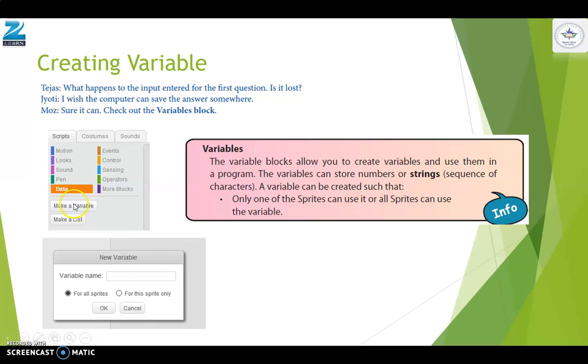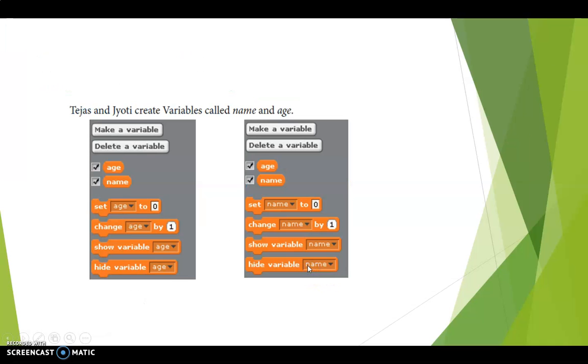When I click on make a variable, this dialog box will open. It will ask for the variable name that you want, as well as whether you want to create that variable for all sprites or for this sprite only. If you have multiple sprites in the program, then you have to select one of the options. So now you know what a variable is and the steps to create variables. Now when we create a variable, it looks like this.